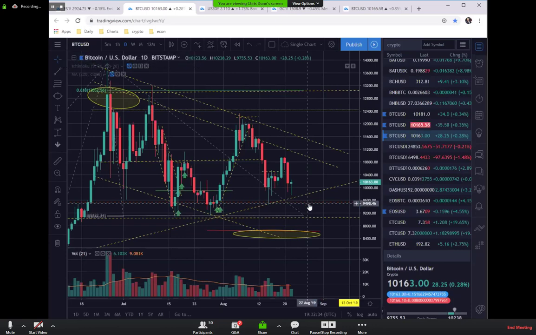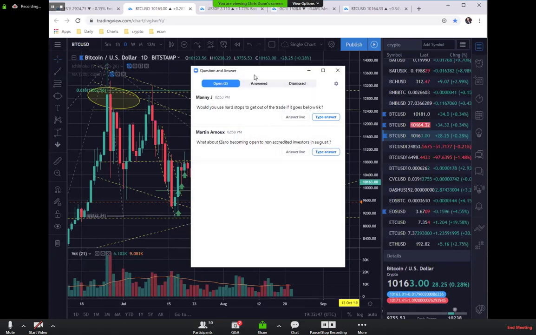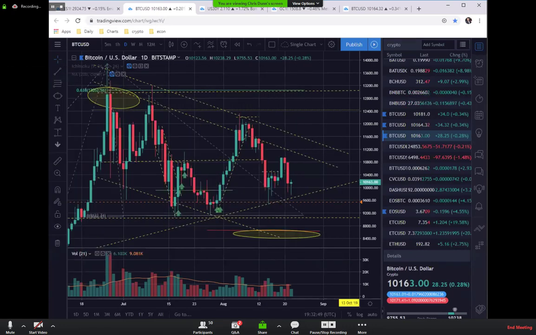Cool. What else, guys? What about T0 becoming open to non-accredited investors in August? Yeah, that definitely gave the ability to a larger investor base. There's still kind of a pain of going through Dyno's setup process, so I don't think they got a rush of new buyers. I don't know though.